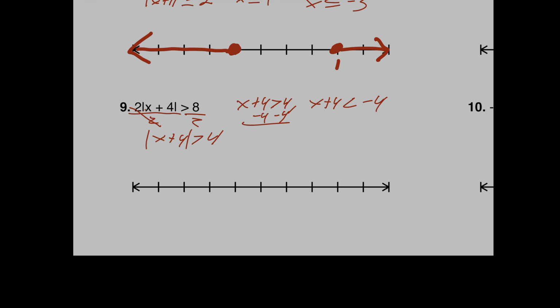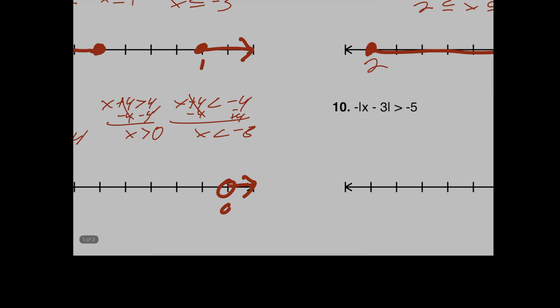Now I subtract 4 from both sides, x is greater than 0, or once I subtract 4 from both of these guys, I'm going to get x is less than a negative 8. Okay, so let me write a negative 8 here, and I know x is less than, so it's going to be a hole, and it's going to go that way. And x is greater than 0, 7, 6, 5, 4, 3, 2, 1, 0. And there we go. There's my outies, okay?